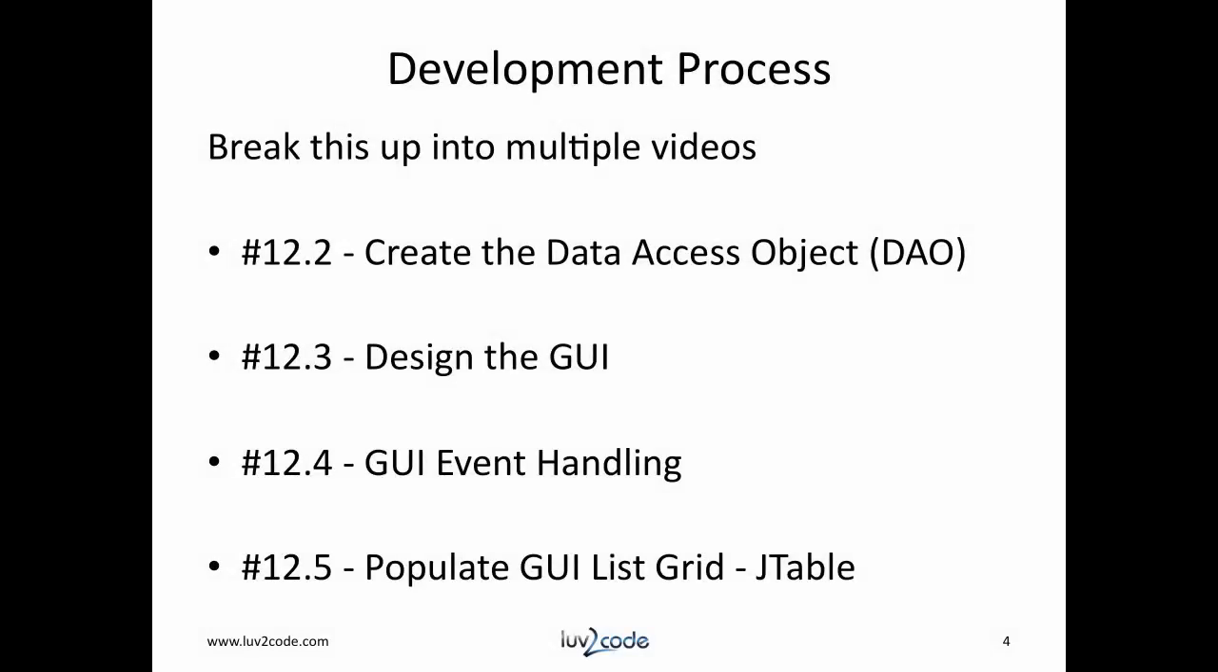So for the development process, we're going to break this up into multiple videos. We want to keep the videos short and manageable and allow you to focus on a specific aspect of the application. So we'll start with creating a data access object, then we'll move to designing a GUI, then we'll cover event handling, and finally we'll wrap up with populating the GUI list grid JTable.